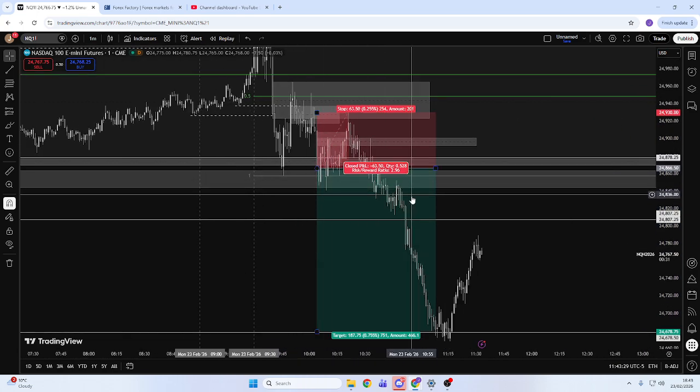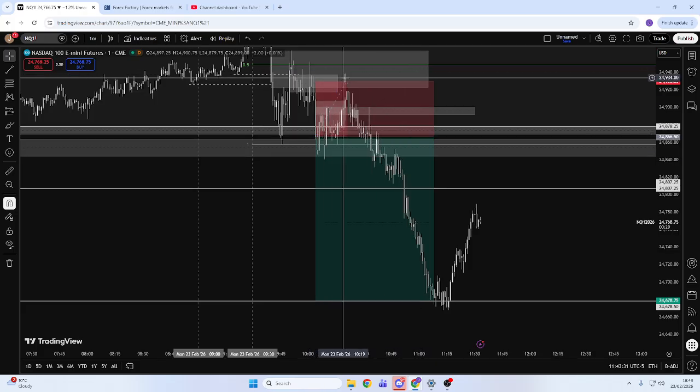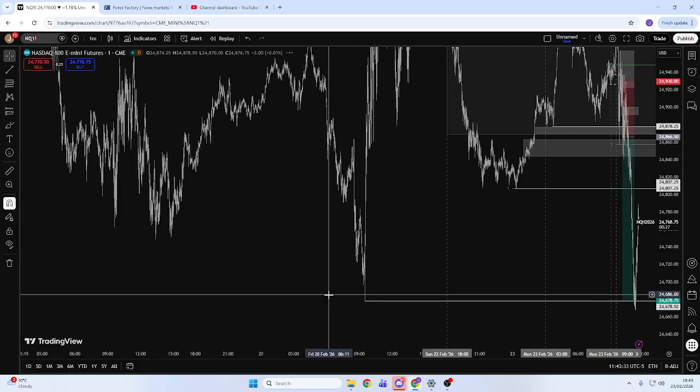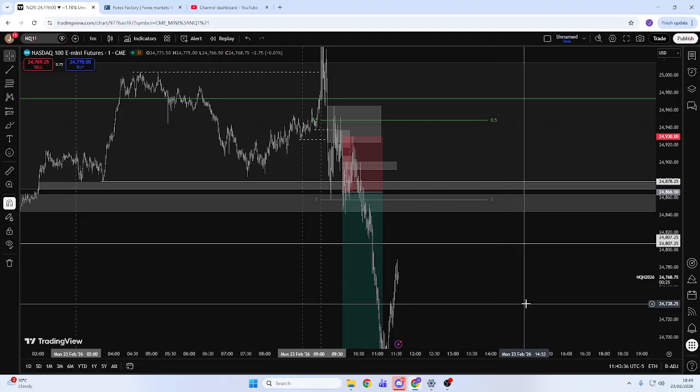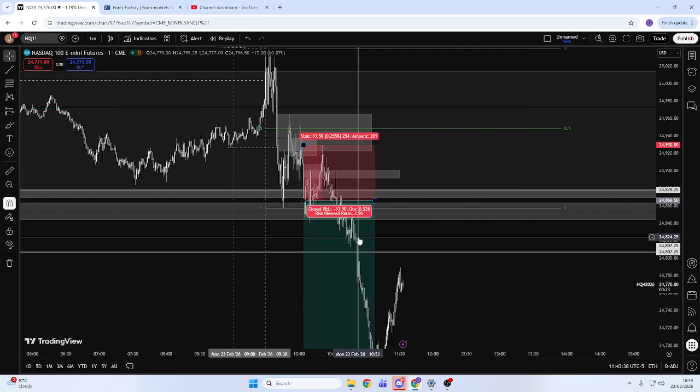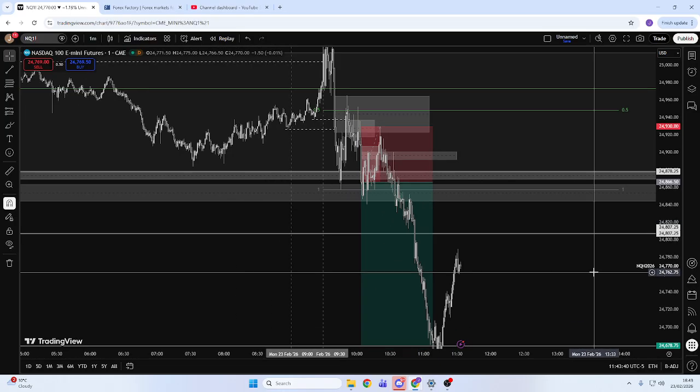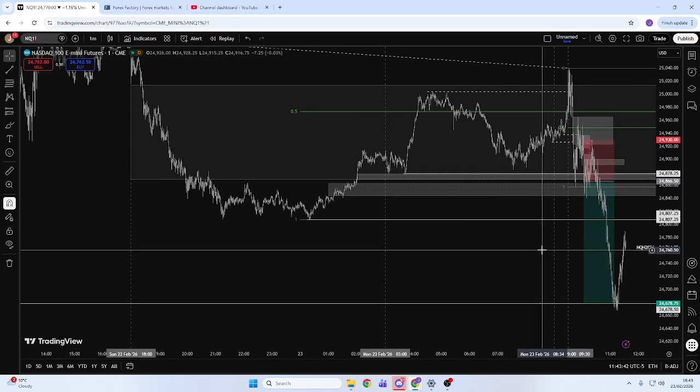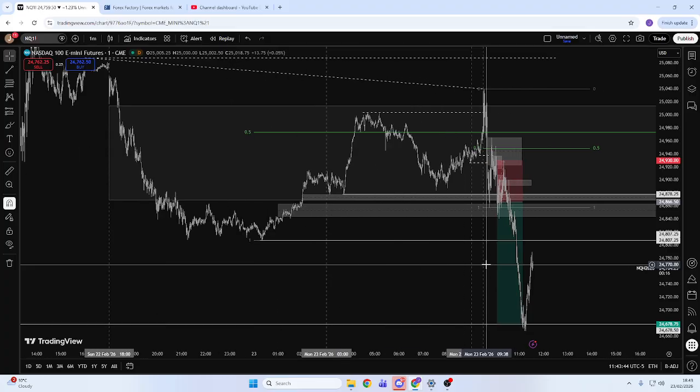Yeah, so we broke below this 5-minute low, continued trend down, put my stop above here, and then was targeting these lows down here, which gave us a 1-to-3 risk to reward ratio trade. So yeah, that was today's short position on Nasdaq.